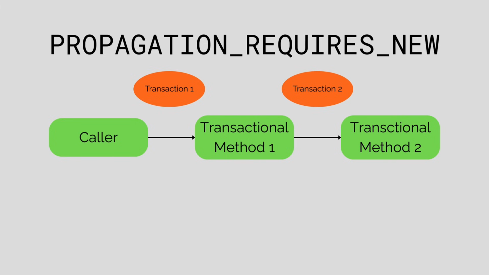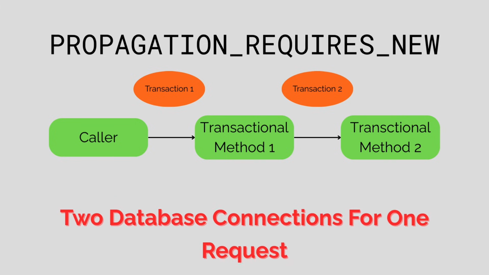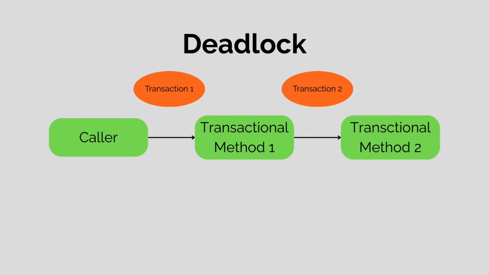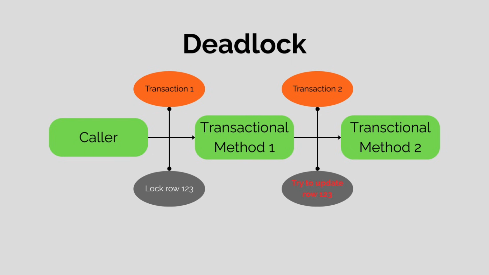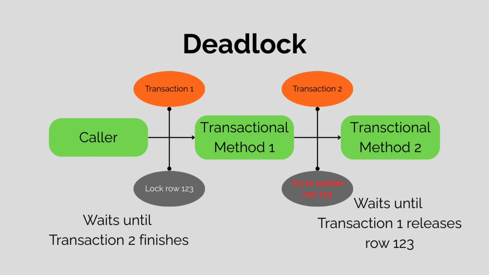The hidden cost: you are using 2 database connections for 1 request. If your traffic goes up, you will run out of connections. Your app will crash. There is also the deadlock risk. If transaction A locks a row and transaction B tries to update the same row, you have a problem. Both transactions will wait forever. Your application thread will hang until it times out.